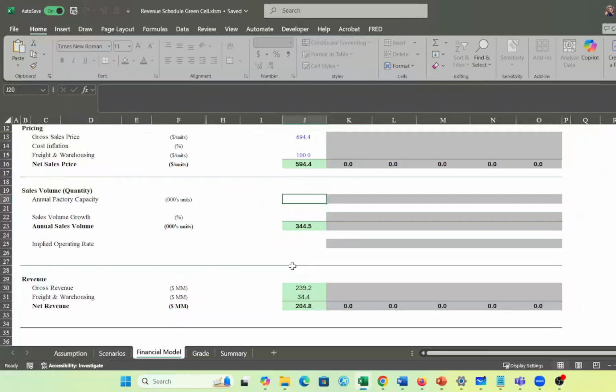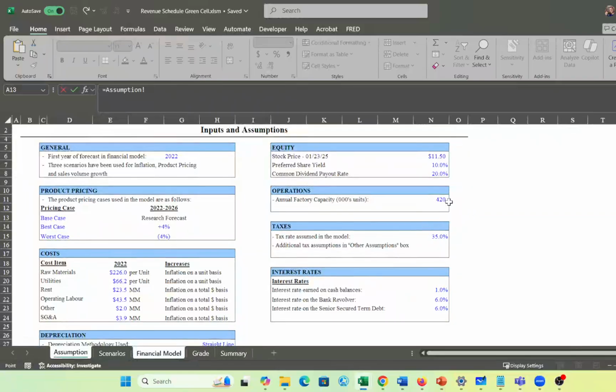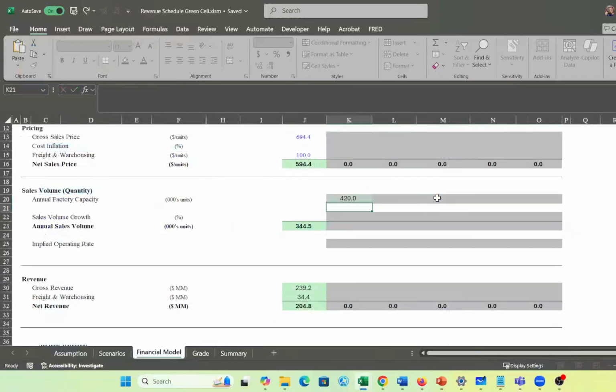Next, we want to know what our operational capacity is. What is our factory? How much can we produce? That's going to be found in the assumptions page. So I'm going to go right up here. That's going to be the 420.